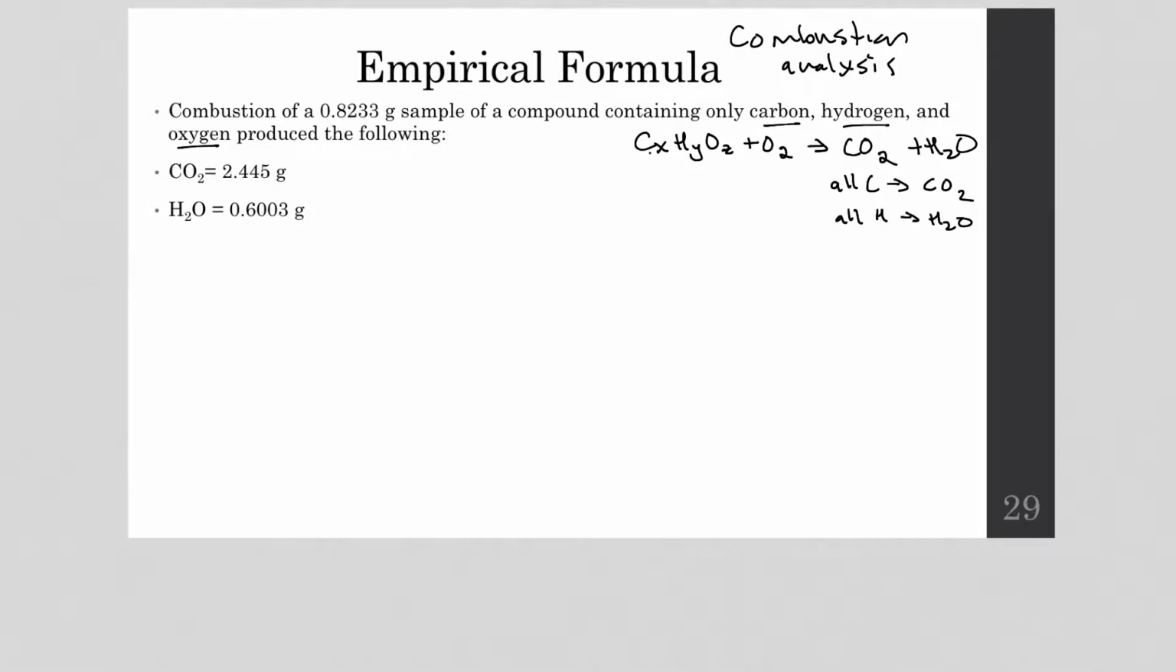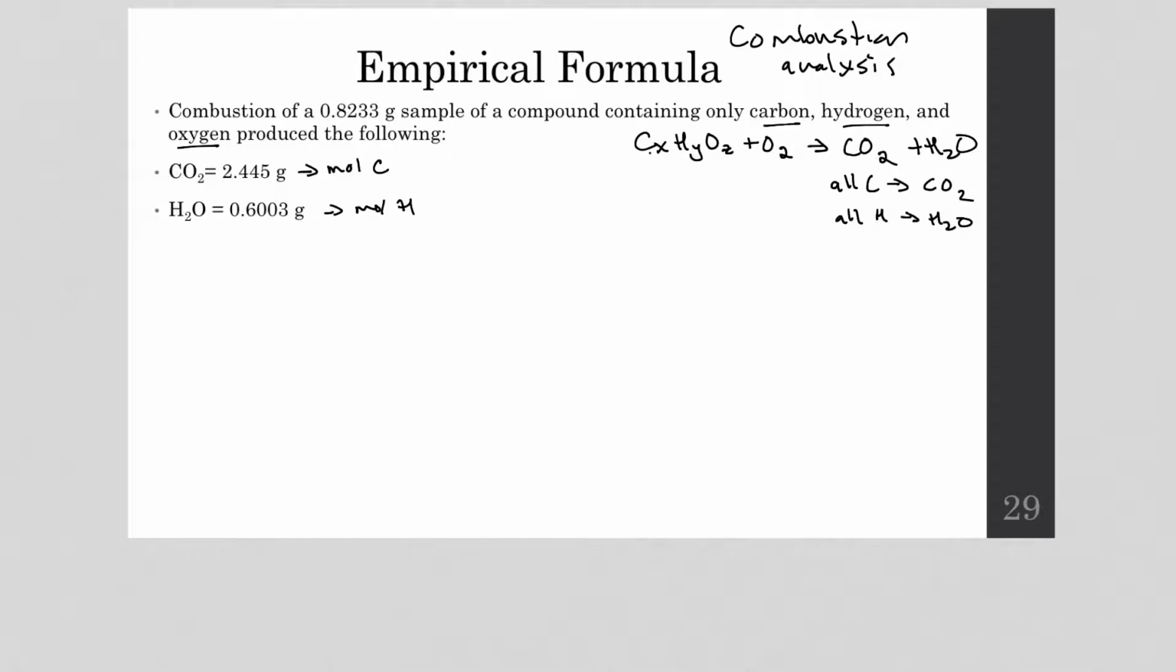So the first thing we need to figure out here is we have grams of carbon dioxide. Ultimately, what I need to figure out, just like I did in the last one, is I need to get this to moles of carbon, and I need to get this to moles of hydrogen, right? So I can figure out what these are. Well, how can I do that? Well, we can't do it directly.